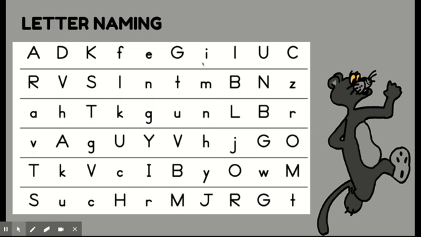Here's an example of a random letter naming probe. Here, students simply identify the names of these letters going left to right, and their score is how many letters they can provide for us in 1 minute.